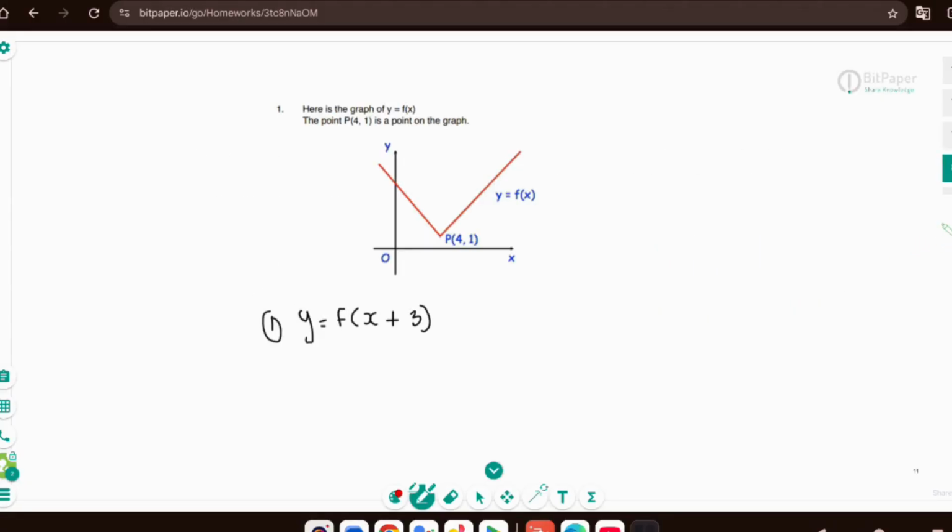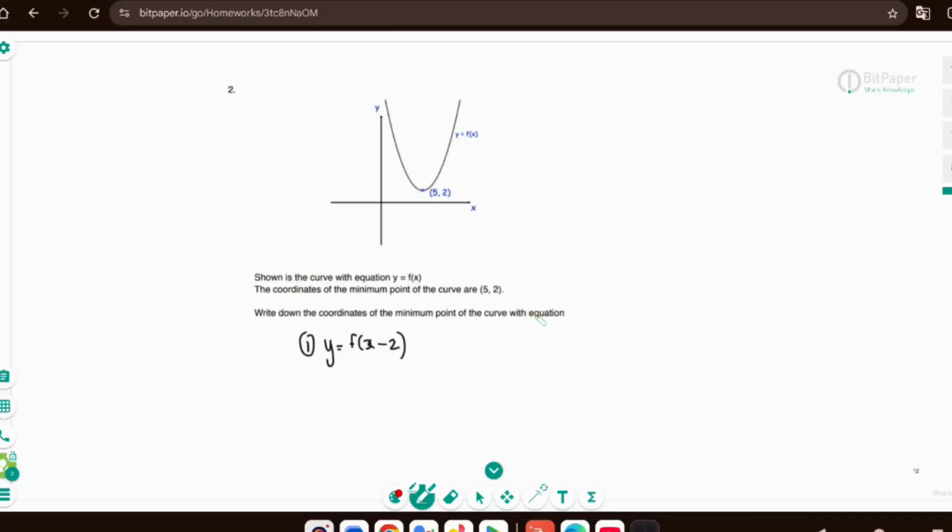Okay, so here is a graph of y equals f of x. The point 4, 1 is a point on the graph. What are the new coordinates of P after this transformation y equals f of x plus 3? So we're going 3 to the left. If we move 3 to the left, we take 3 off of the x-axis, our x coordinates, so our coordinate point is 1, 1.